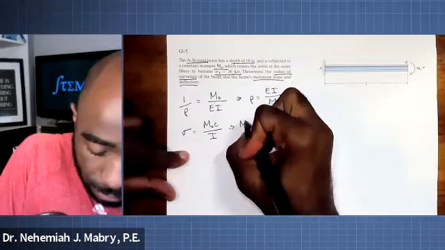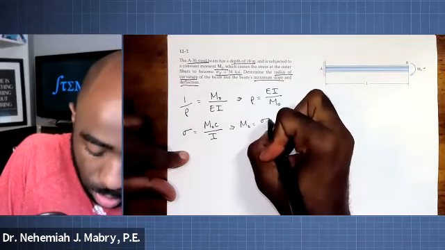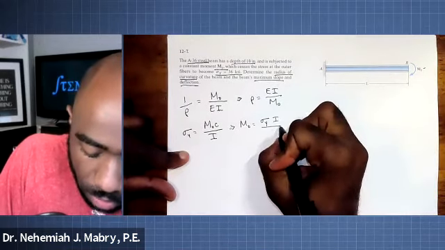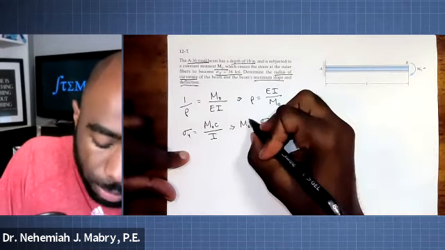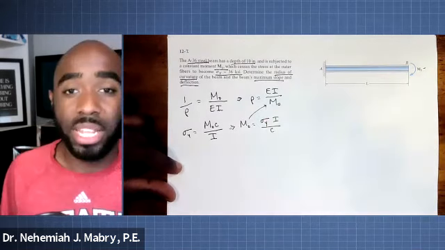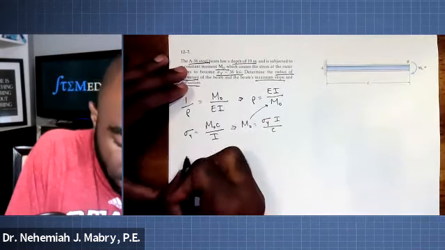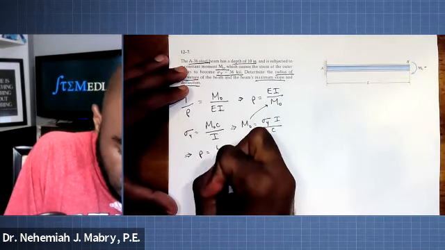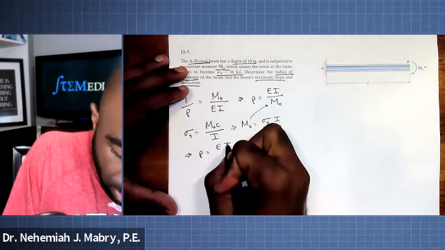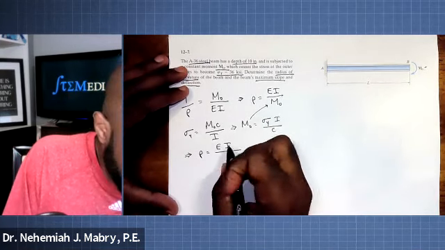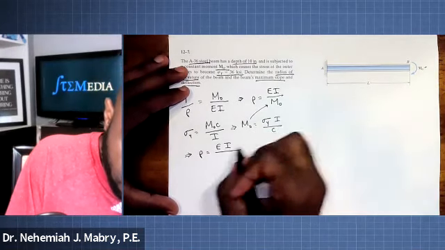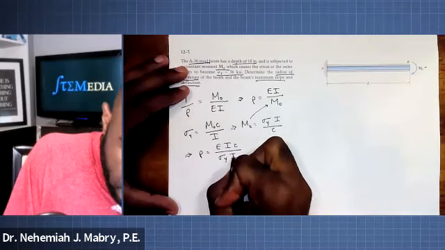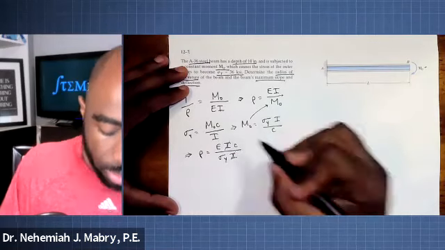So here's what we have. M sub naught is equal to the stress sigma sub y times I over C. Now let's plug this into that equation there. And here's what we should have. Rho is equal to E, there's an I up here, down here we're going to have this, but the C is going to come up here, and this is going to be I. Now, these I's cancel out right here.